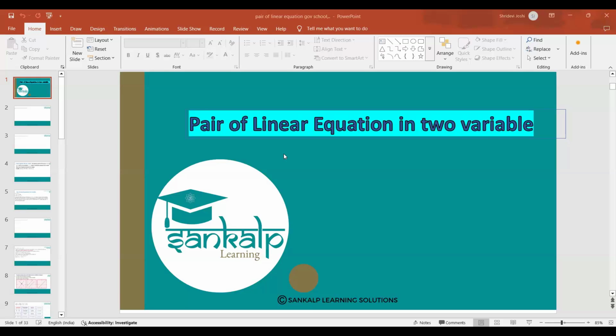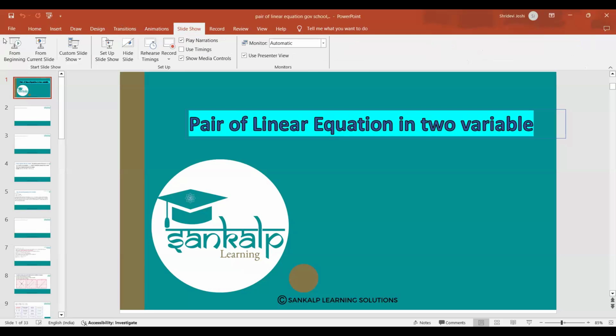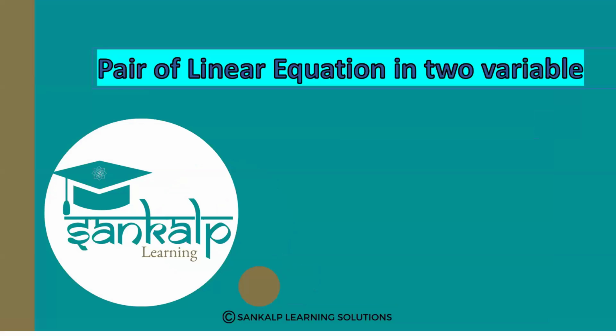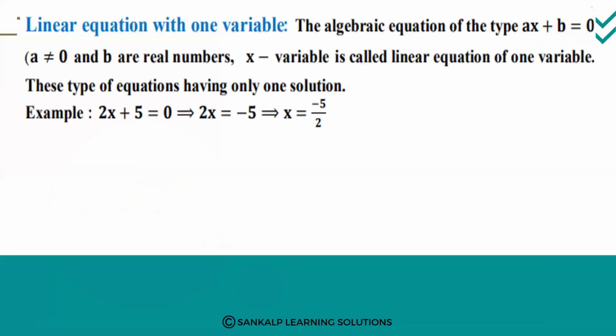Already we have learned this chapter and already we have solved so many questions, right? And today we are going to solve some 1 mark, 2 mark and 3 marks questions. So, pair of linear equations in two variables. Then what do you mean by linear equation? That already we know. Yes or no?